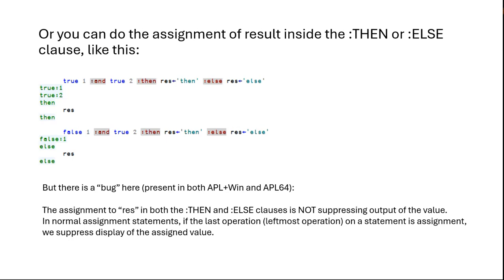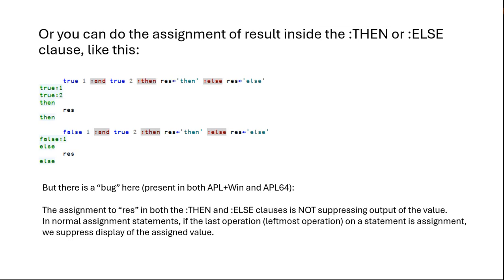And this is a bug that exists in APL plus Win and APL 64. I just discovered it when I was writing up this presentation, in fact, and didn't realize that it was actually present as a bug in the system. So I've written this up as a bug report and we'll decide how to deal with this. But in a normal case of an assignment statement that appears in an APL statement, if you do an assignment as the last operation, the leftmost operation on a statement, that causes the result value to not be displayed by default. You don't get default output.